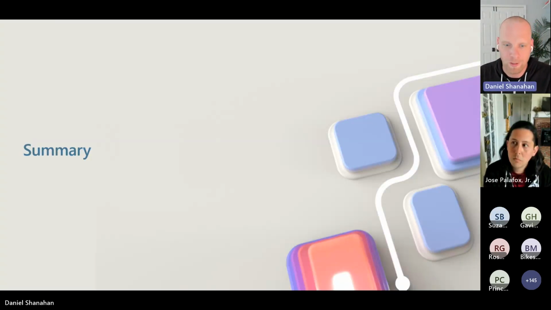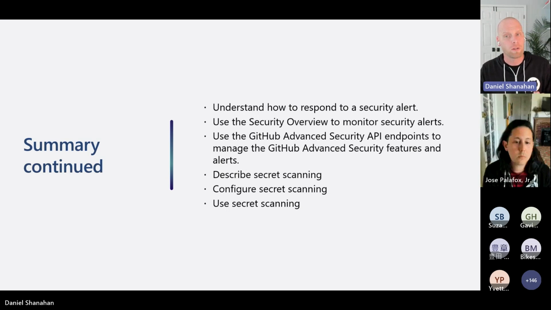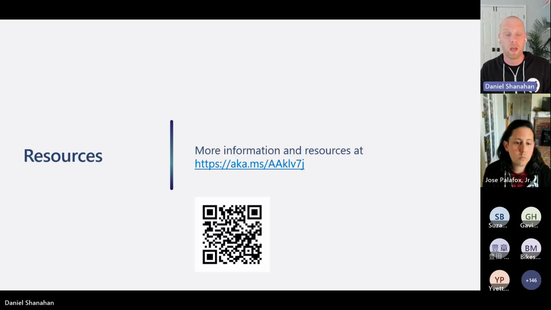All right, we're just about out of time. Let's jump into a quick summary. Things we've covered: GitHub Advanced Security, enabling these services, turning on and configuring some of the capabilities of GitHub Advanced Security, and then finally we went into a deeper dive on secret scanning, turning that on inside of your environment.